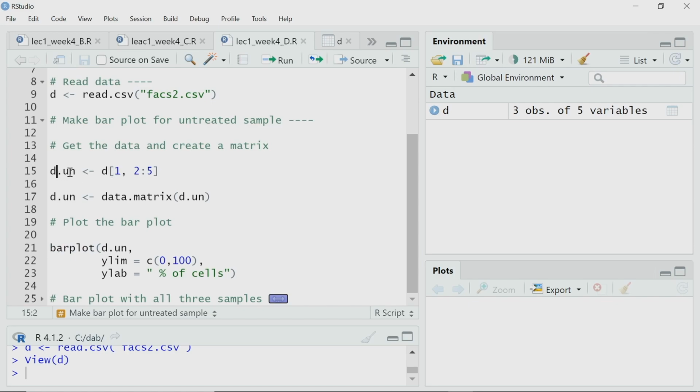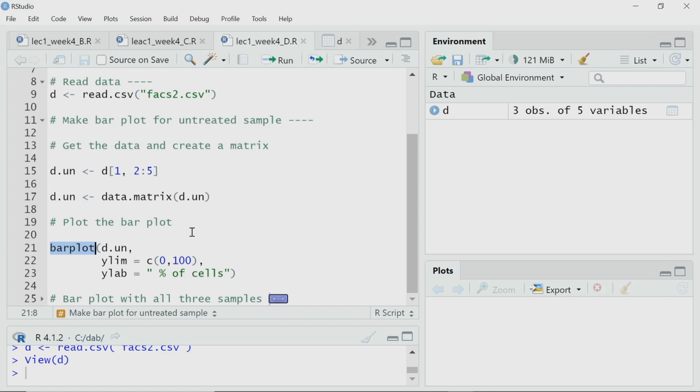So, d.un is equal to d, first row, 2 to 5 columns, right. So, I am taking the first row of the data and I am taking it for columns 2 to 5 because the first column has the label of the sample, I do not need that. And now to use bar plot, I have to convert this data frame into a matrix.